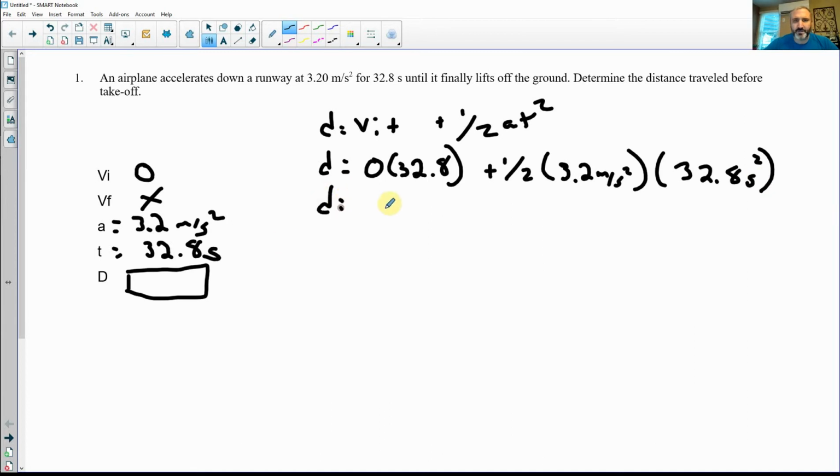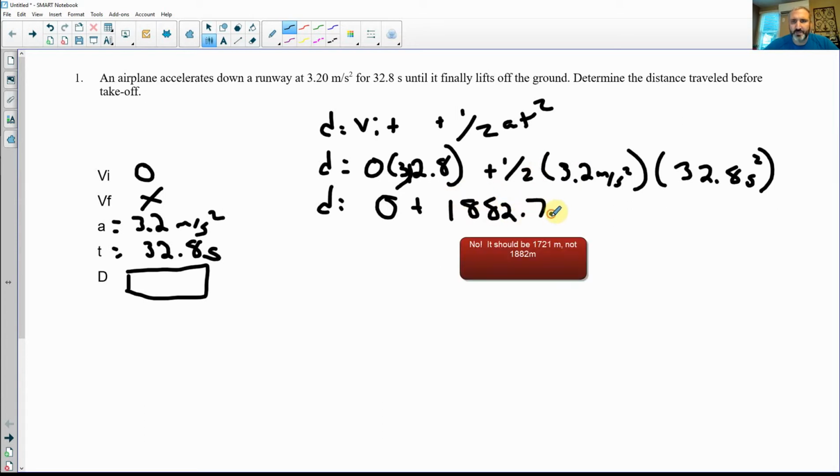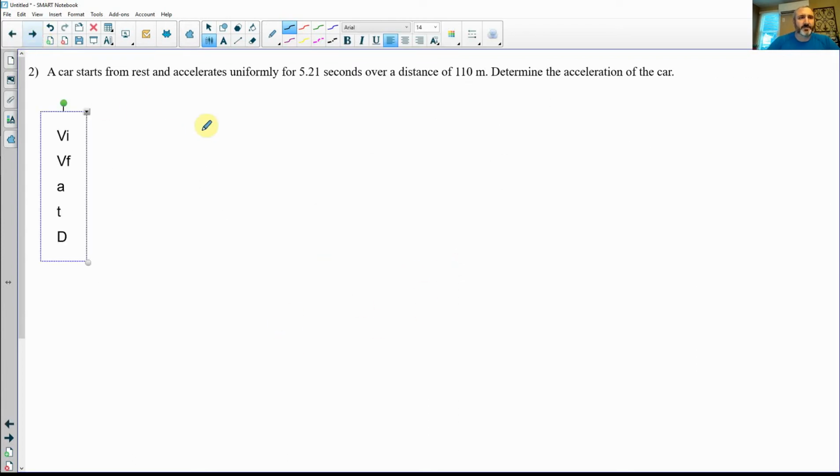So now we get the old calculator. So D is going to be, this is going to turn to 0, plus 0.5 times 3.2 times 32.8 squared. So this times that squared, and it's just the 32.8 that gets squared. It's going to give you 1882.72 meters.